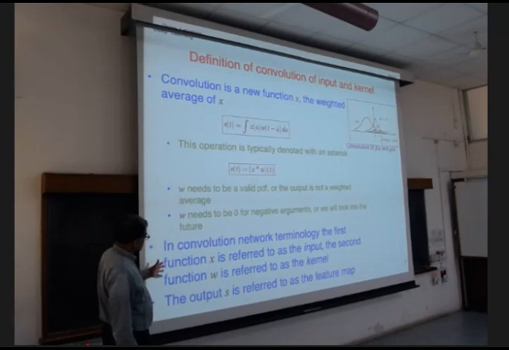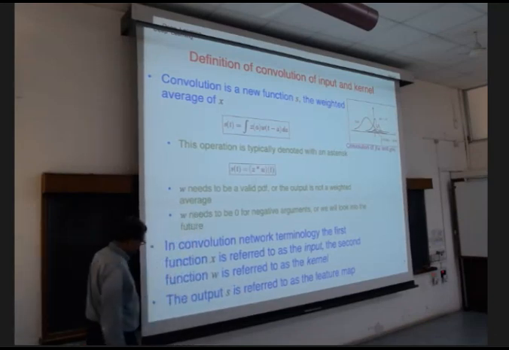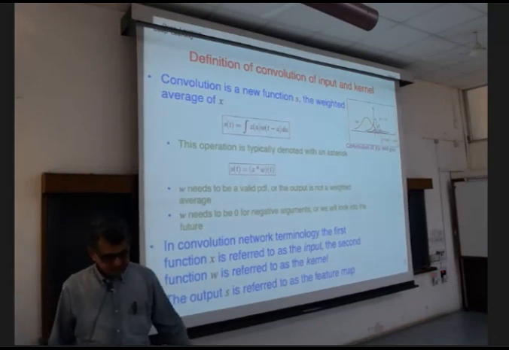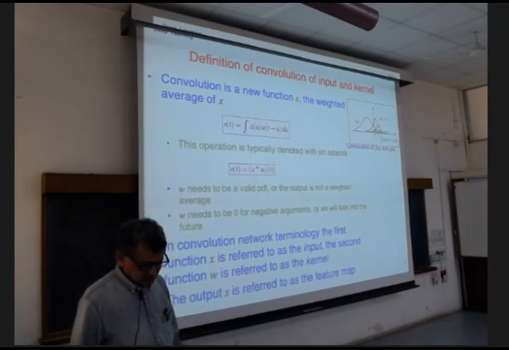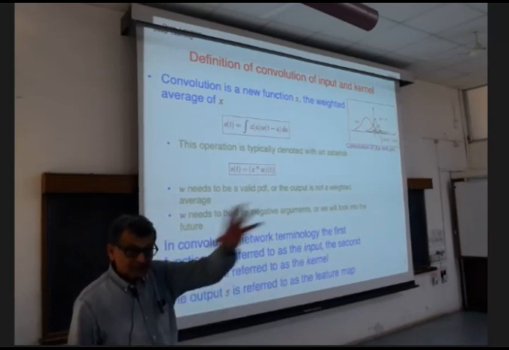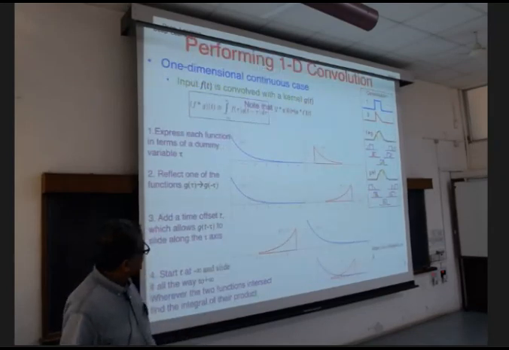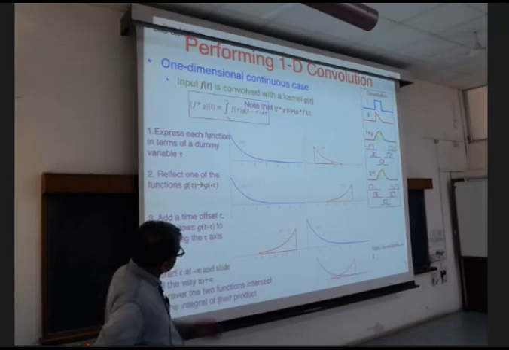The first function x is referred to as the input. The second function w is referred to as the kernel. And the output is referred to as a feature map. This comes from standard classical convolution terminology. We already got a sense of what convolution does, moving the thing over, but this is from the fundamental mathematical principles, and it gets a little involved.